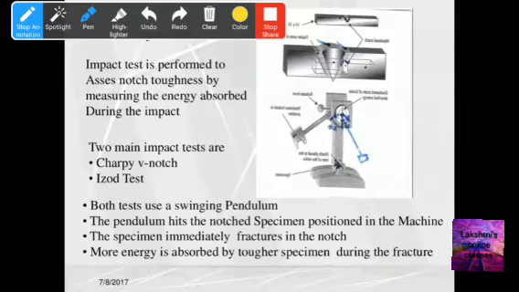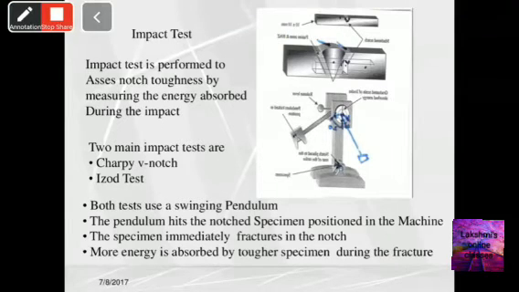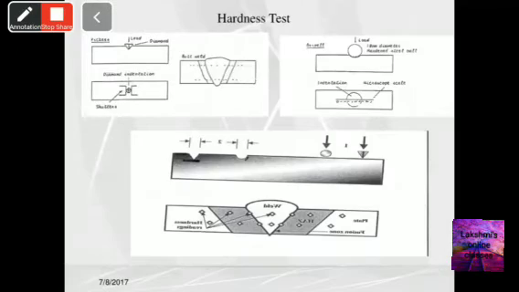So in this impact test, one is the Charpy V-notch and the second one is the Izod test. Both tests use a swinging pendulum. The pendulum hits the notched specimen positioned in the machine. The specimen immediately fractures at the notch. More energy is absorbed by a tougher specimen during the fracture.